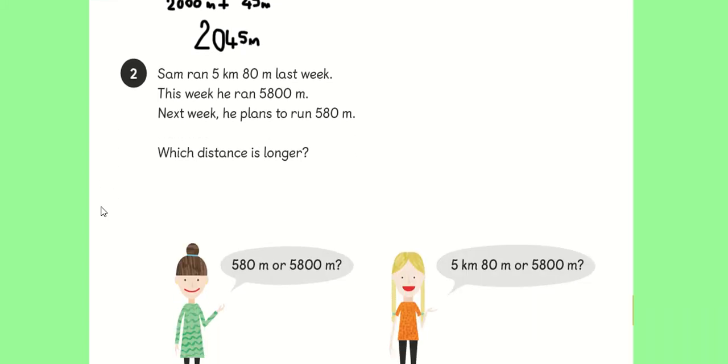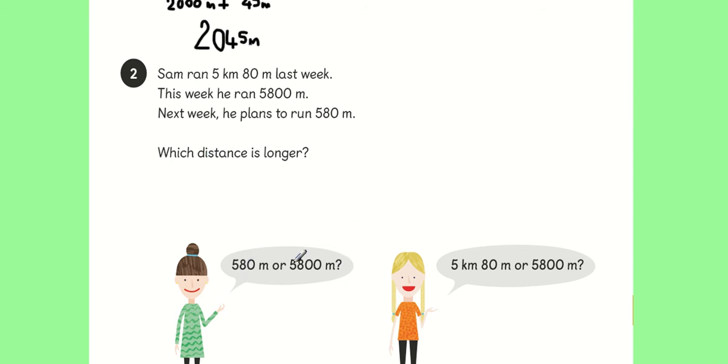Sam ran 5 kilometres 80 metres last week. This week he ran 5,800 metres. Next week he plans to run 580 metres. Which distance is longer? Okay, got some helpful speech bubbles here.